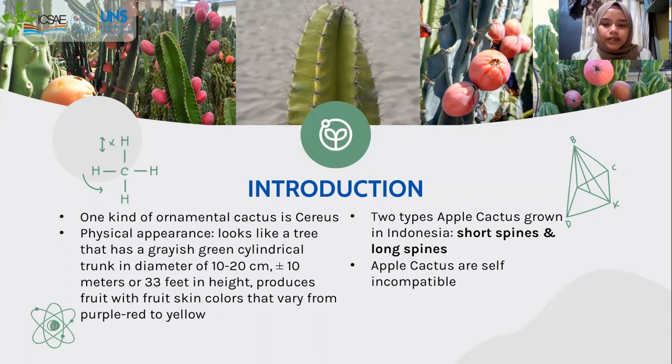One kind of ornamental cactus, which is Cereus, is known and widely planted in Indonesia. Physical appearance of Cereus look like a tree that has grayish-green cylindrical spines in diameter of 10 to 20 centimeter, more or less 10 meters in height, produce fruit with fruit skin colors that vary from purple-red to yellow. There are two types of apple cactus grown in Indonesia, which is short spines and long spines. For further information, apple cactus are self-incompatible plant, which means that unable to be fertilized by its own pollen.